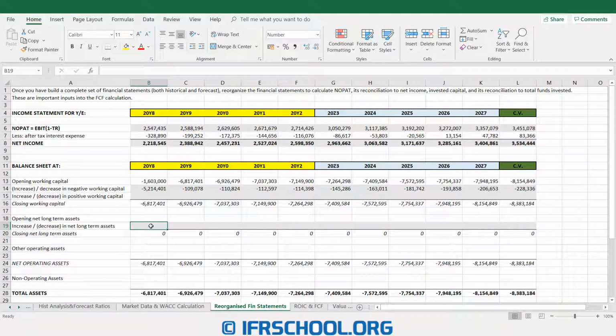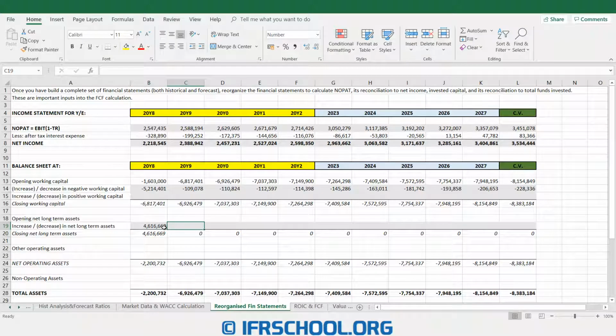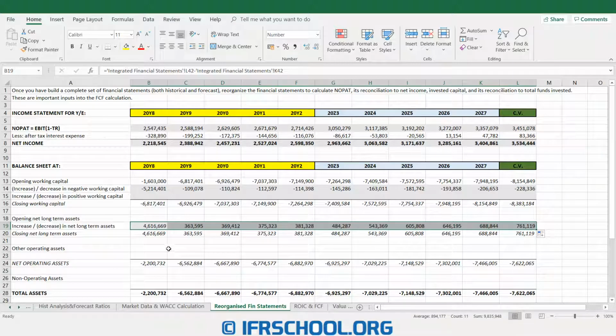To calculate CapEx for a particular year, we start with the net long-term asset balance for that year, and we subtract off the opening net long-term asset balance or the closing balance from the prior year. This will give us the change in the net long-term asset balance year on year. We can see Tesscow has consistently increased its net long-term asset balance year on year by investing additional amounts in its long-term assets.